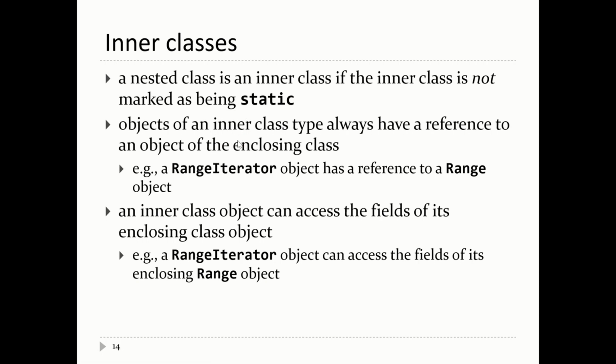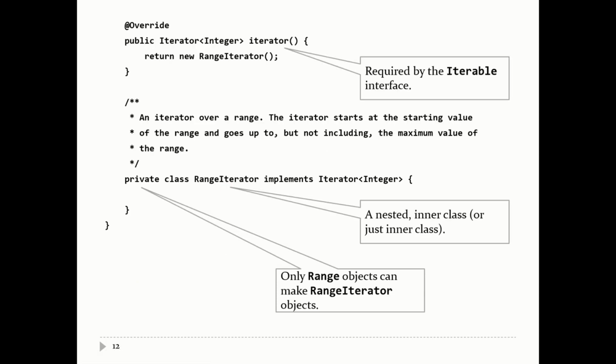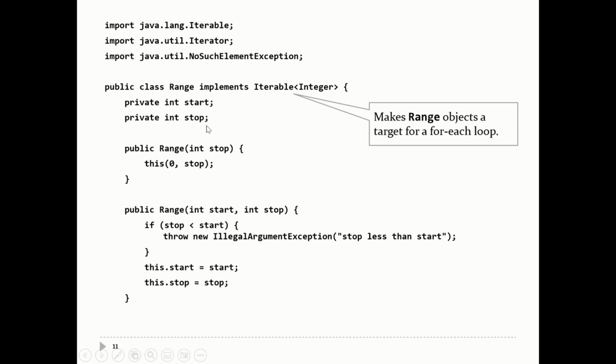Objects of the inner class always have a reference to the outer class object. So every RangeIterator has a reference to the Range that it iterates over. And that makes sense. If you have an iterator over a range, it needs to know what range you're iterating over. If you have an iterator over a list, you need to know what list you're iterating over. Now, an inner class object is allowed to access the fields of its enclosing class. So every one of these RangeIterator objects has access to the start and stop fields of Range, which again makes sense. The iterator needs to know where it is starting from and where it is stopping.